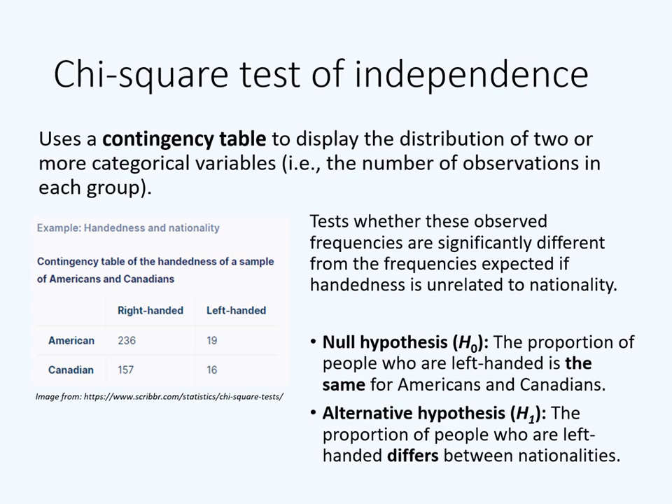So in this contingency table, we have right and left-handed Americans and Canadians with the number of observations for each combination. We can use this test to find out whether our observed frequencies are significantly different from the frequencies we'd expect if handedness were unrelated to nationality. Our null hypothesis is that the proportion of people who are left-handed is the same for Americans and Canadians. Our experimental or alternative hypothesis would be that the proportion of people who are left-handed differs between nationalities.